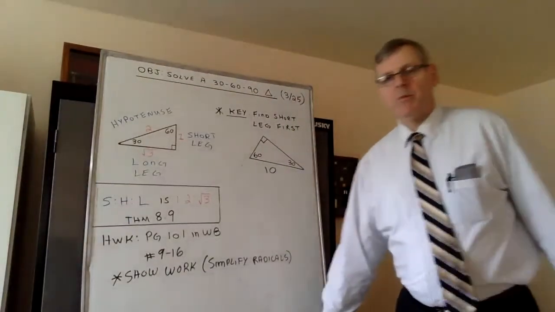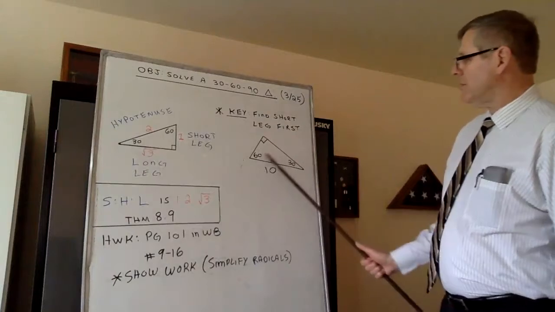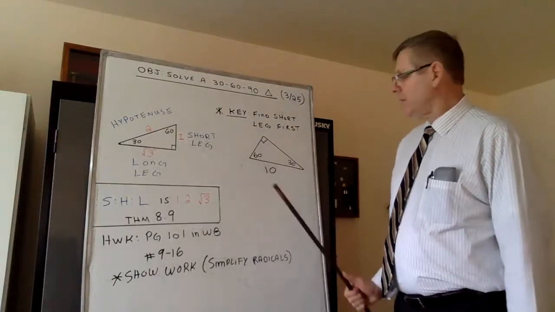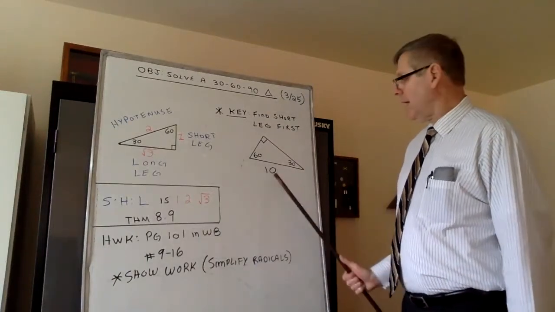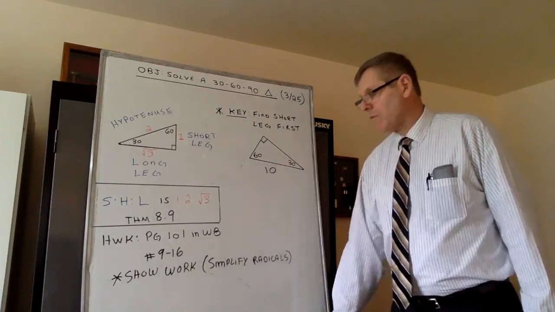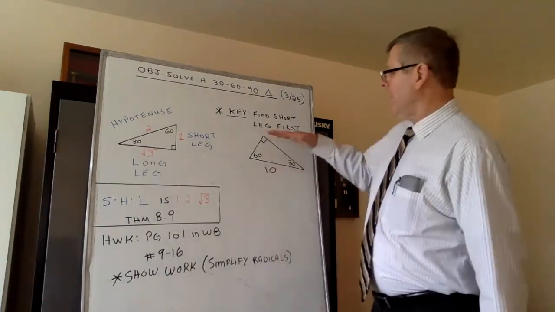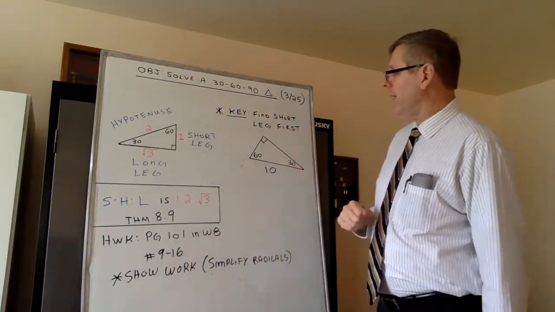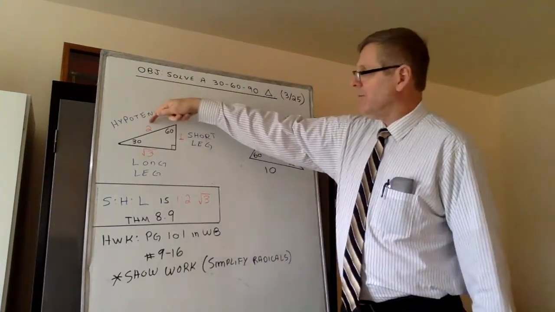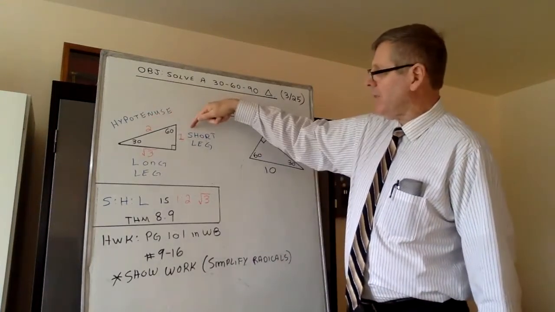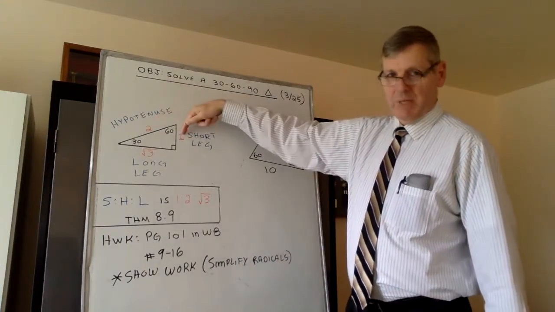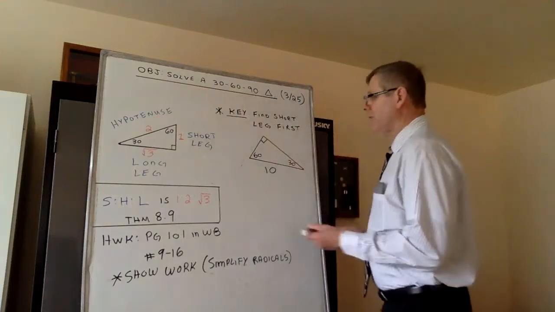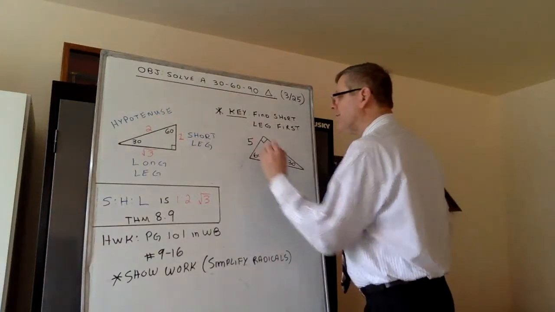For our last example today, again, we have the 30, 60, 90-degree triangle, only this time I know the hypotenuse. The hypotenuse is 10. Well, I know that if I follow my key here and find the short leg first, it'll make life a lot easier for me. So if I know the hypotenuse, if I want to find the short leg, what do I do? I just take half of it. Half of 10 is 5.